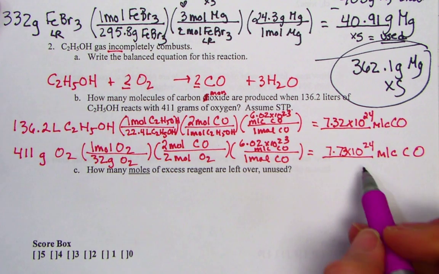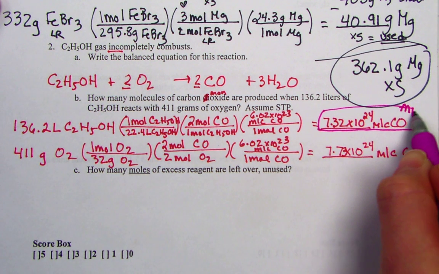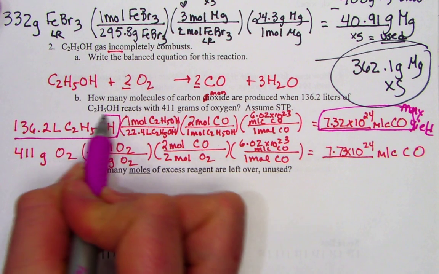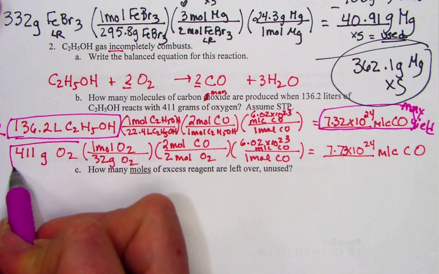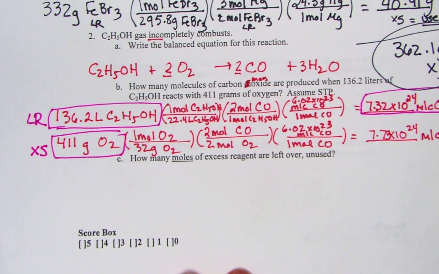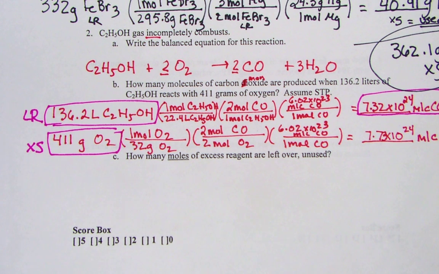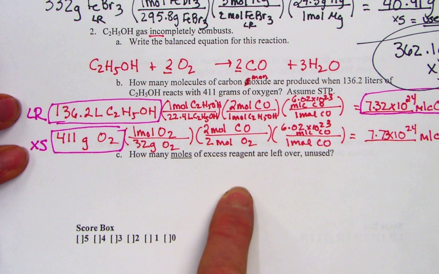The smaller of my 2 answers, 7.3 times 10 to the 24th, is my maximum yield, so I'll label that. Making the C2H5OH our limiting reagent, and the excess reagent would be the 411 grams of oxygen. The maximum yield is just the smaller of our 2 answers, so that's the one I circled. The limiting reagent gave me the smaller answer. I like to label what's limiting and what's excess to make part C go a little bit smoother.